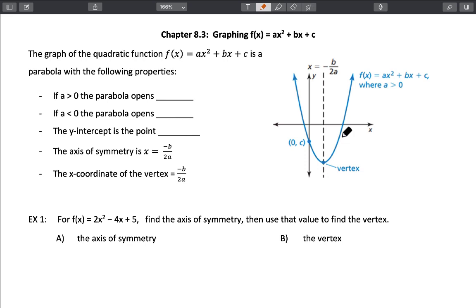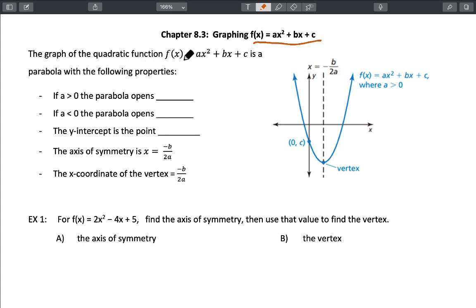Chapter 8.3. Today we're going to get a look at graphing the quadratic function ax squared plus bx plus c. If you remember from the beginning here, this is the standard form of a quadratic. We've already looked at what a and c do. Today we're going to look at what this linear term bx does to the graph of our quadratic function. So let's jump in here.